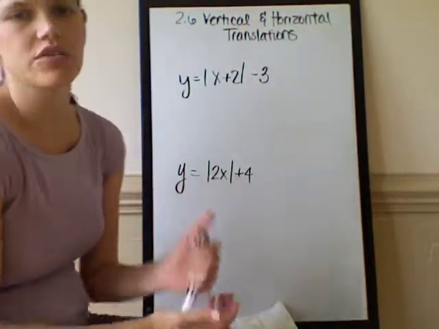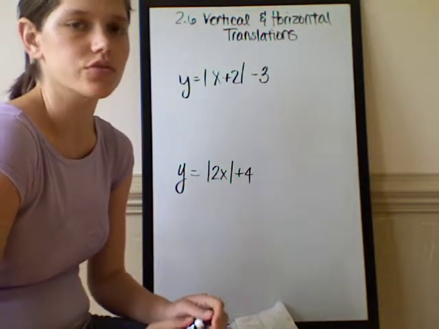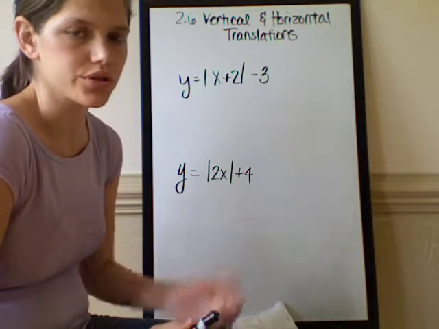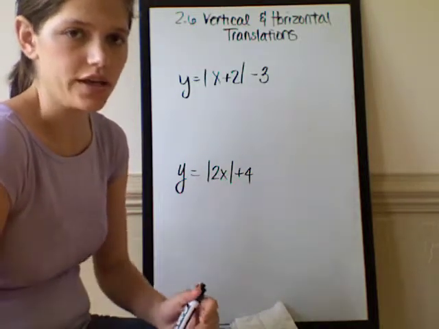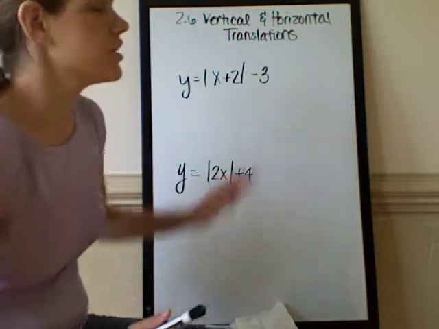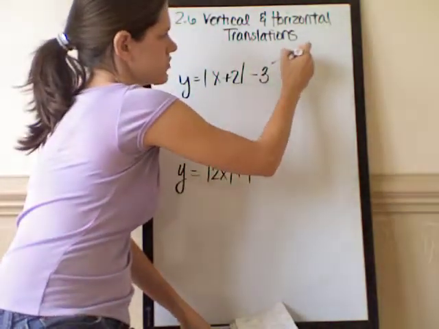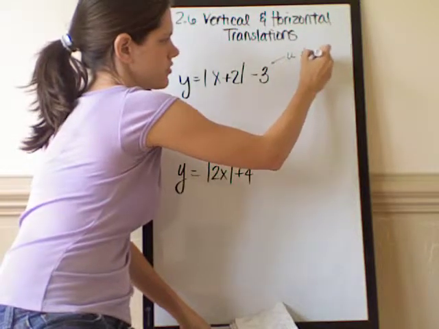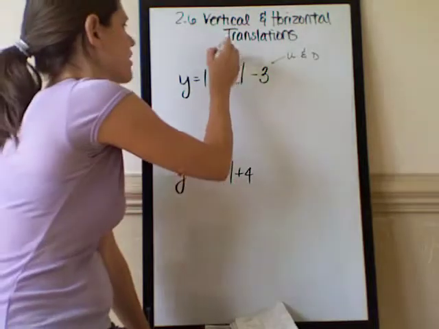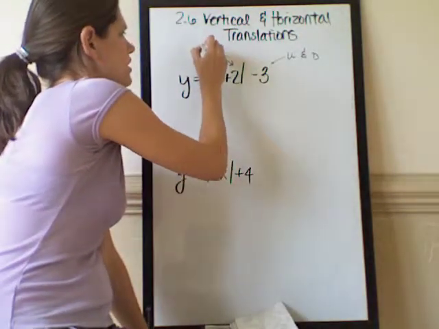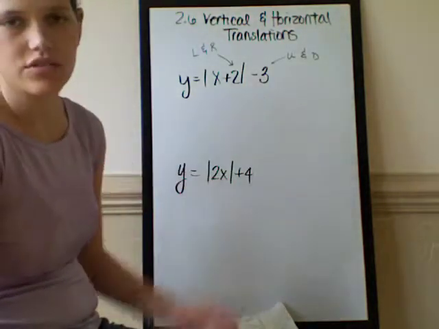Alright, so what we want to do now is take what we just learned about the summary of horizontal and vertical translations, and put it to use. If I have this equation, what's it going to look like? Remember that the number out here is the one that tells me up and down. And the number inside of the absolute value tells me the left and right translation. So the one on the outside is pretty easy.